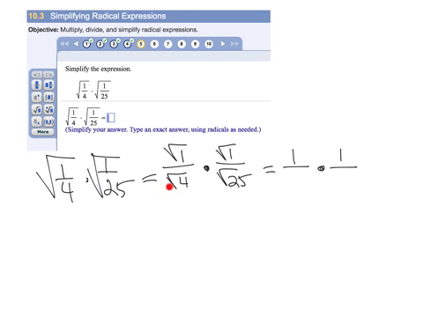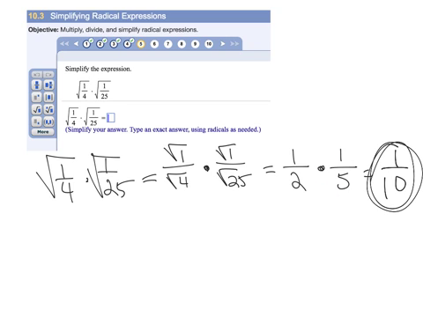So what's the square root of 4? It's 2, because 2 times 2 is 4. Now what's the square root of 25? It's 5, because 5 times 5 is 25. And now fractions, that's easy. So 1/2 times 1/5, that equals 1 over 10, 1/10. And there's our answer.